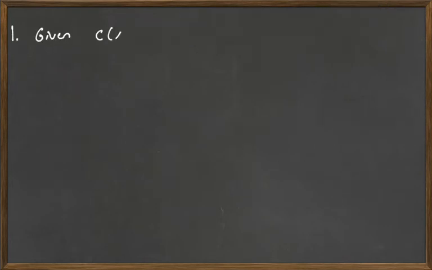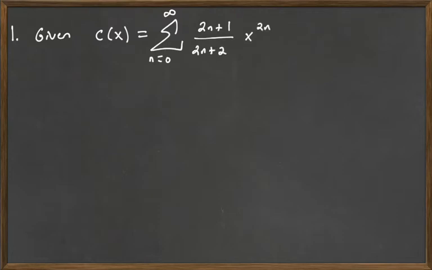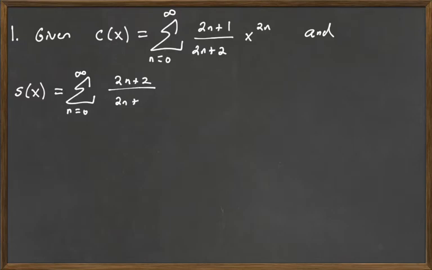So given the c sub x, which was equal to the sum n equals 0 to infinity, 2n plus 1 over 2n plus 2 x to the 2n, and s of x, which is equal to the sum n equals 0 to infinity, 2n plus 2 over 2n plus 3 x to the 2n plus 1. And what we're going to do is we're going to find the sum of these two series. And how we do that is we add up the like powers. So the coefficients on the x squareds you'd add, the x cubed, etc. So we're going to write out some terms to kind of see what this looks like.